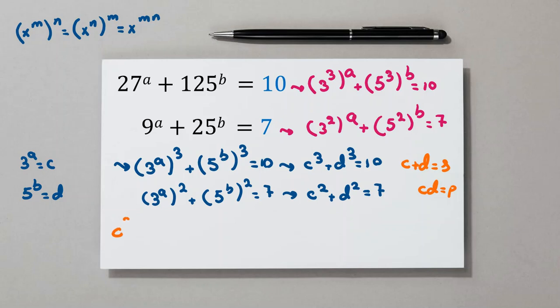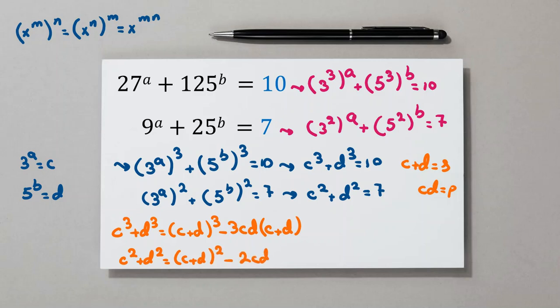One famous identity is c cubed plus d cubed. You should memorize it. It is (c plus d) cubed minus 3cd times (c plus d). And the other one, c squared plus d squared. Also, you should memorize it because they are basic and famous identities: (c plus d) squared minus 2cd. If you write in terms of s and p, this first one is s cubed minus 3ps. We know it is equal to 10. And the next one is s squared minus 2p equals 7.